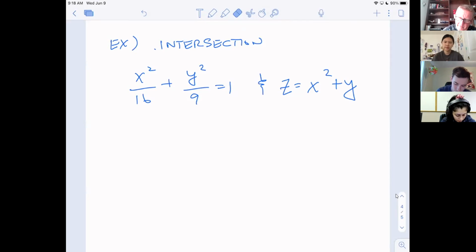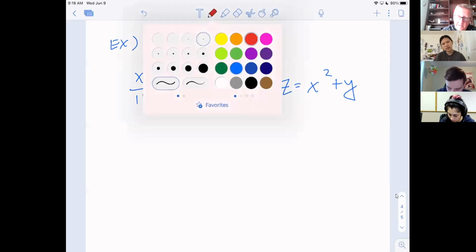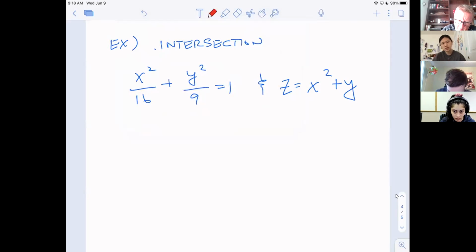Now I want you to watch what I pick and see if you can figure out why I did this, because this is not obvious and you have some assignment questions kind of like this. Why would I pick x to be equal to 4 times the cosine of t? What happens to that first expression if you do that? The 16 will go away. Yeah, you end up with 16 cosine squared over 16, and the 16s go away.